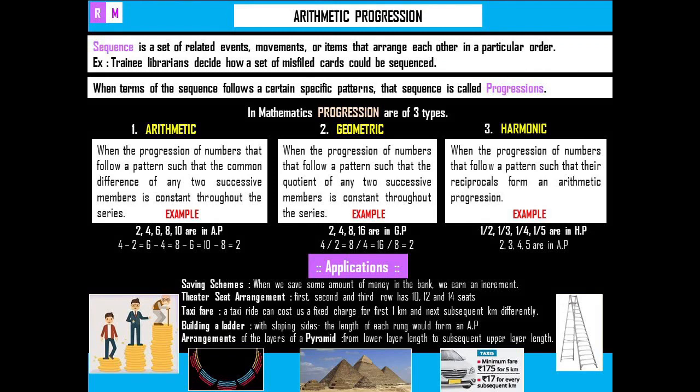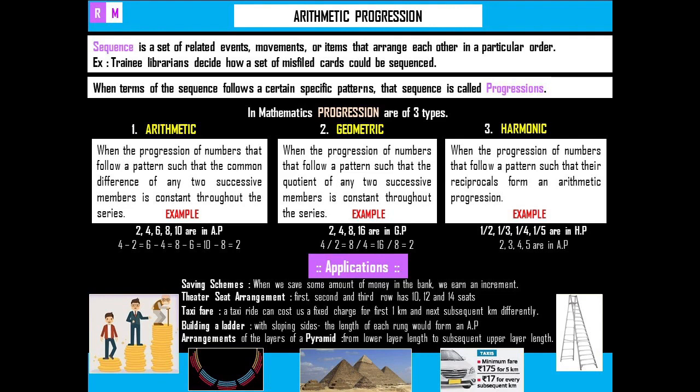Chapter 5, Arithmetic Progression. In this chapter, we will learn how we can find missing numbers from a well-ordered pattern. As we know, a sequence is a set of related events or items in a particular order, and when the terms of the sequence follow a certain rule or pattern, that type of sequence is known as a progression.